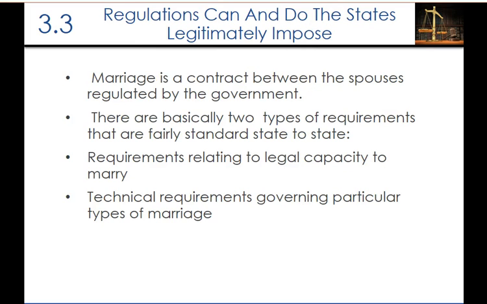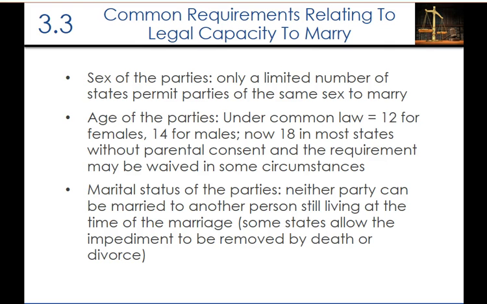So marriage is a contract between the spouses regulated by the government. There are basically two types of requirements that are fairly standard state to state. Requirements relating to legal capacity to marry and technical requirements governing particular types of marriage. The sex of the parties: only a limited number of states permit parties of the same sex to marry. Age of the parties: under common law, 12 for females, 14 for males. Now it's 18 in most states without parental consent, and the requirement may be waived in certain circumstances.